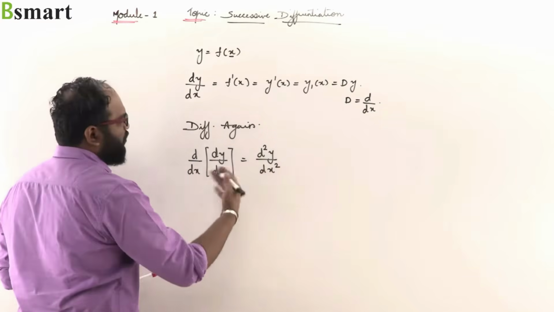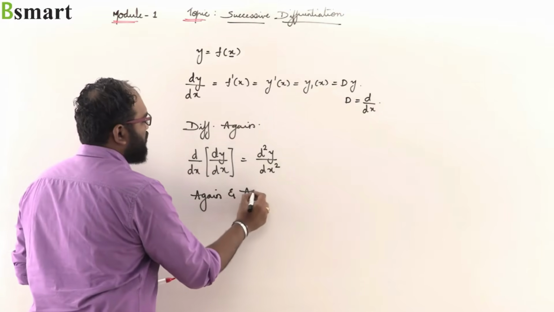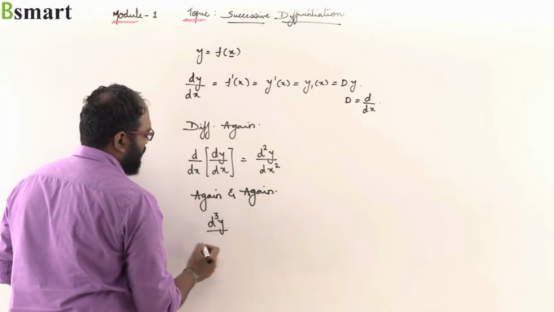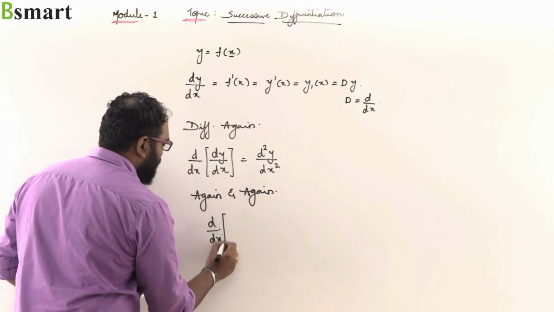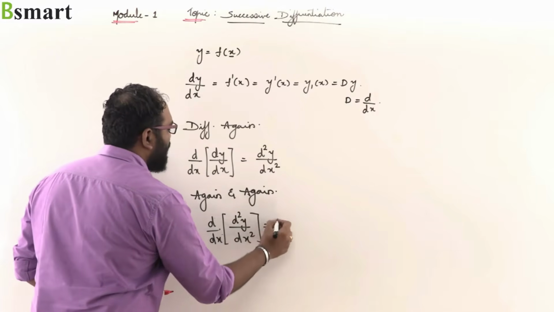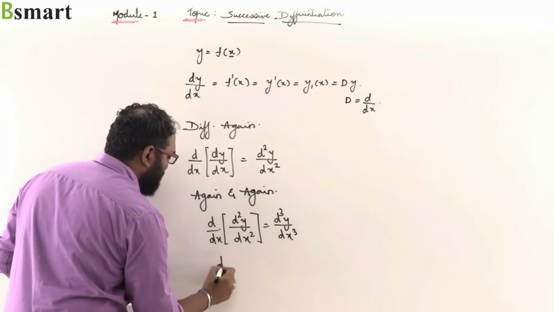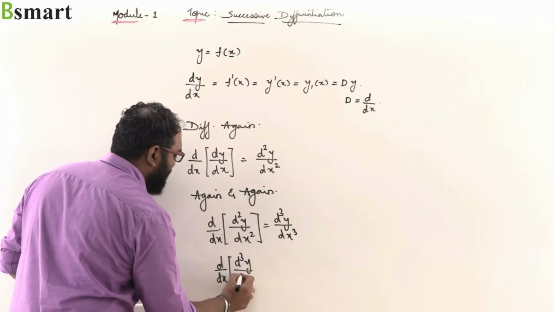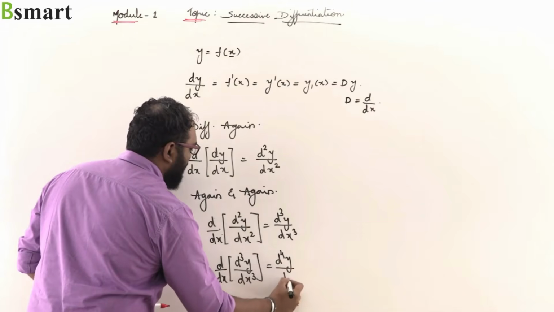And again, if we go on differentiating, what do we get? We get d cube y by dx cube, that is d by dx of d square y by dx square. And if I differentiate it again, that is d by dx of d cube y by dx cube, which can be written as d to the power 4 y by dx to the power 4, and so on.